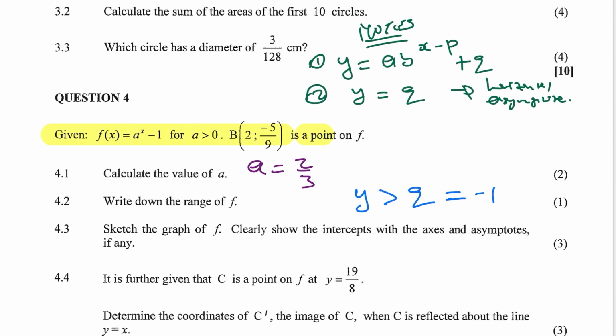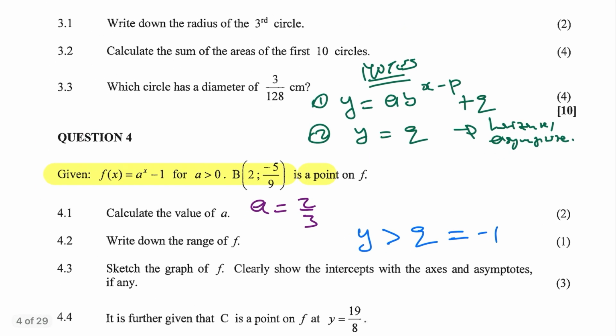You need to remember that the range of an exponential equation is always y greater than q, and q is -1. I can show you how that looks, right? For example, think of this as a Cartesian plane, with y and x, and I tell you that this is your q. In this case, we know that q is -1. So this is your q, y is equal to -1.